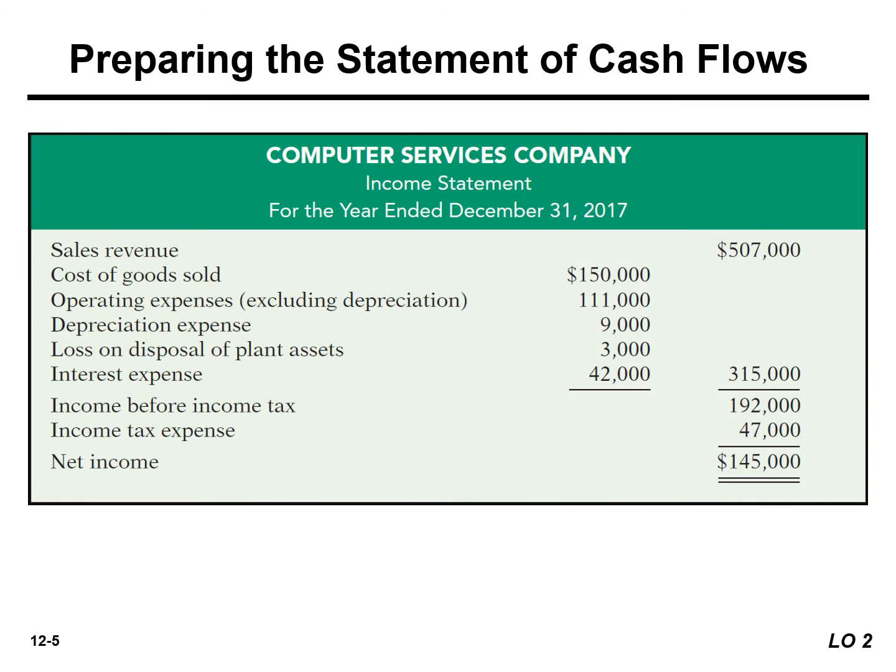In order to prepare the statement of cash flows, we need a current income statement. When we are using the direct method, companies compute net cash provided by operating activities by adjusting items in the income statement from the accrual basis to the cash basis. So a couple of items that I want to point out. We have sales revenue of $507,000, cost of goods sold $150,000, operating expenses are $111,000. We have interest expense of $42,000 and income tax expense of $47,000. So we're going to convert these items from an accrual basis to a cash basis.